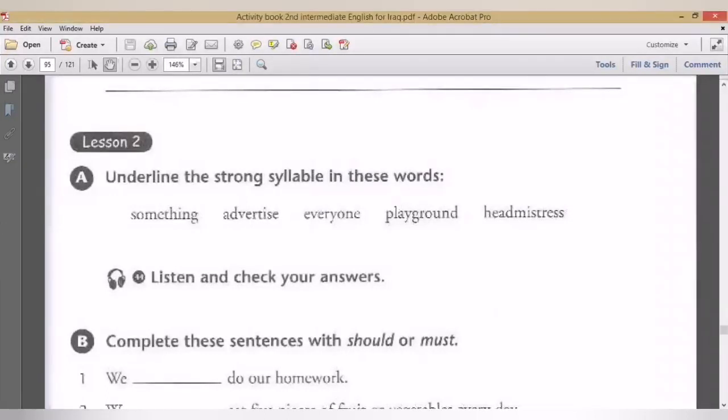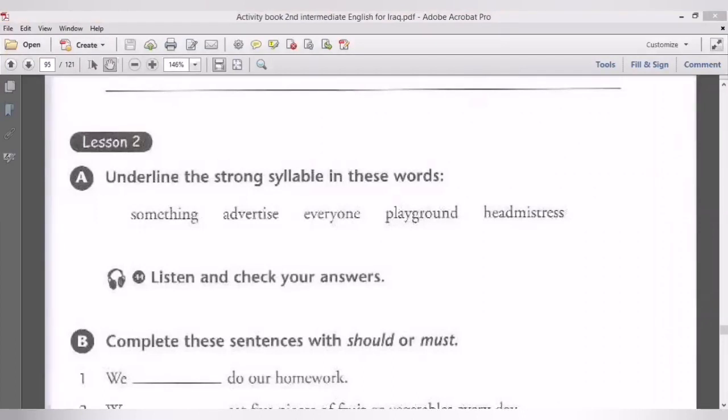Something. Advertise. Everyone. Playground. Headmistress. Let me play it again.